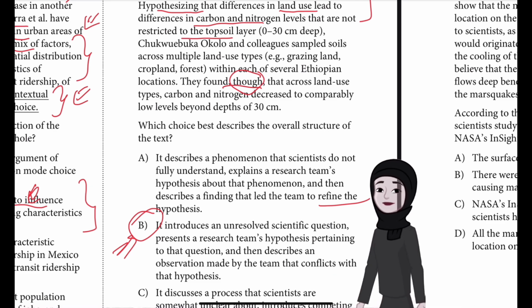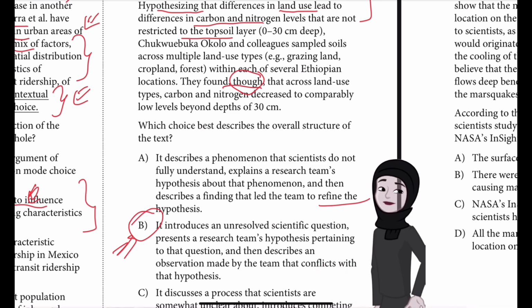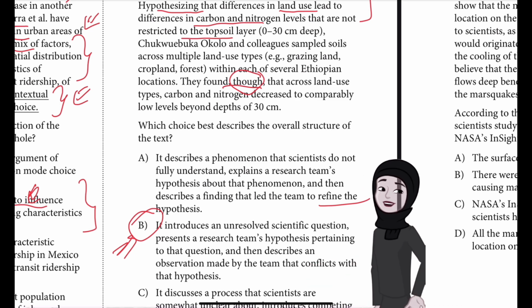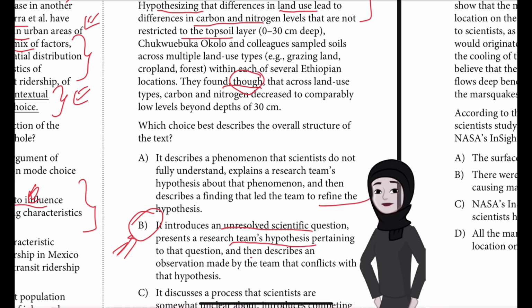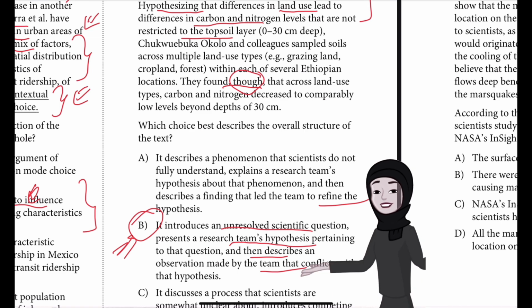Finally, the text states that the researchers found that at depths below the topsoil layer, in fact, carbon and nitrogen decreased to similarly low levels across all land use, a finding that conflicts with the team's hypothesis presented earlier in the text. Thus, the text introduces an unresolved scientific question and presents a research team's hypothesis pertaining to that question, and then describes an observation that the team made that conflicted with their hypothesis. So this is the best way. It's an unresolved scientific question and there is a hypothesis, but then what they found after researching was conflicting.